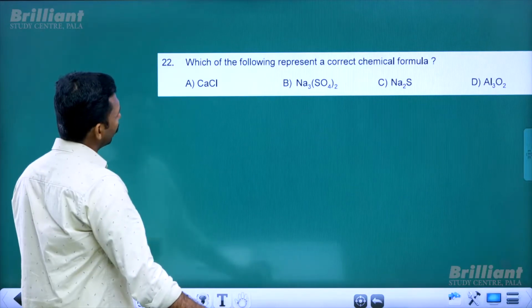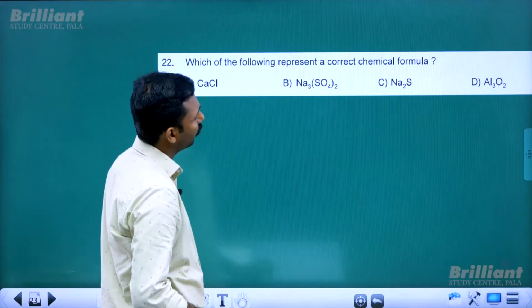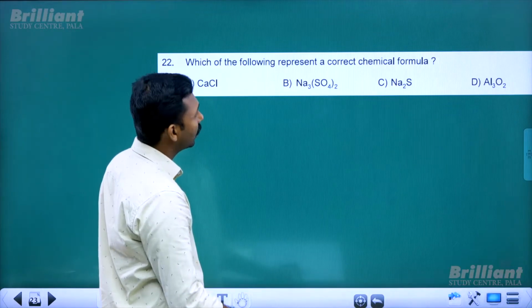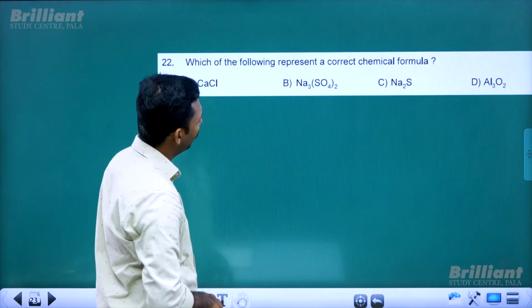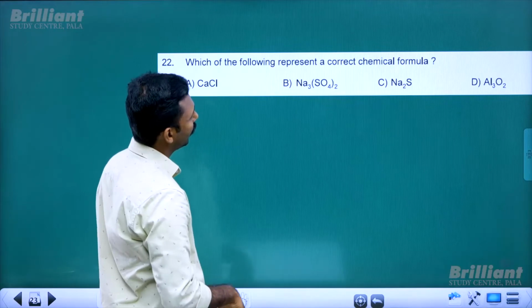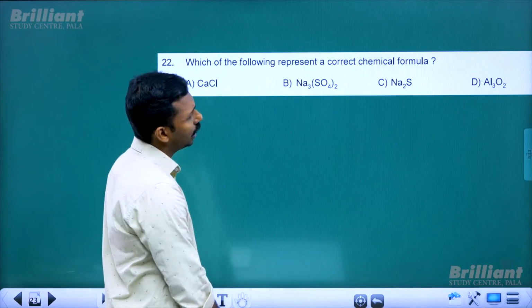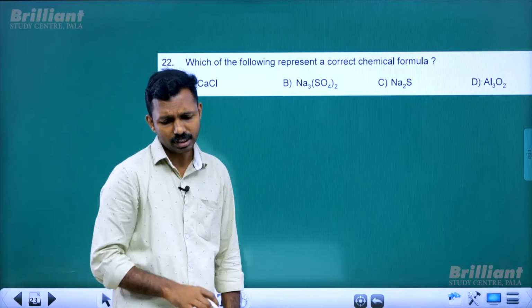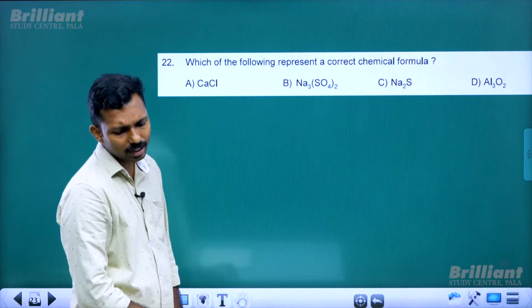Going to 22nd question. Which of the following represents the correct chemical formula? Calcium chloride, Na3SO4 twice, Na2S, Al2O3. Let us see which of the following represents the correct chemical formula.